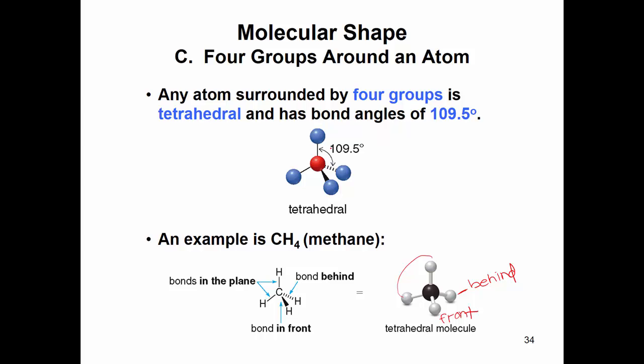And so if a molecule has four groups, so here's 1, 2, 3, 4, then it has a tetrahedral molecular shape.